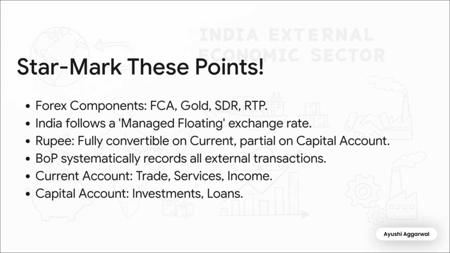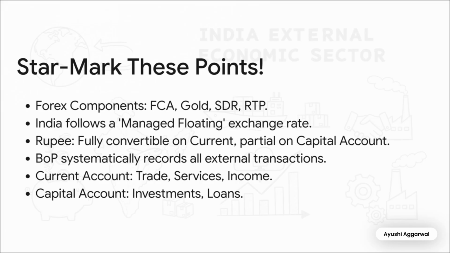Let's go. 1. Our Forex reserves have 4 parts: FCA, Gold, SDR, and RTP. 2. India uses a managed floating exchange rate. 3. Our rupee is fully convertible on the current account, but only partially on the capital account. 4. The BoP records everything. And 5. Remember, current account is for trade and services, capital account is for investments and loans.